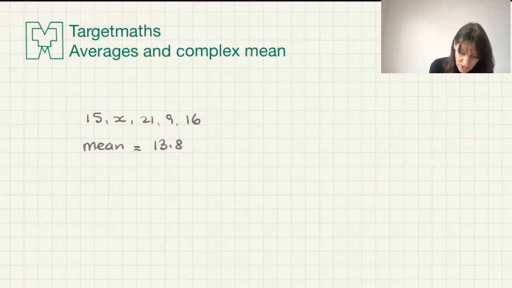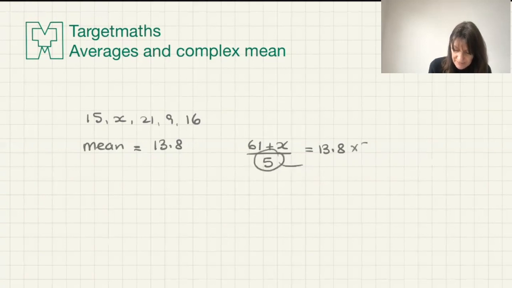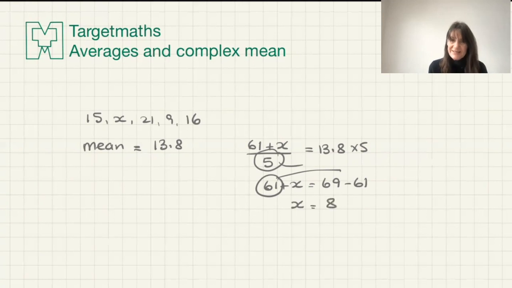Okay, so when I add them all up, I get a total of 61 plus the X. I need to divide by how many there are, which is 5, and it's going to equal 13.8. Now I need to get it on its own. So that is going to times by 5, leaving me 61 plus x equaling 69. I'm then going to take away the 61, x is on its own, and it equals 8. So hopefully that went well.